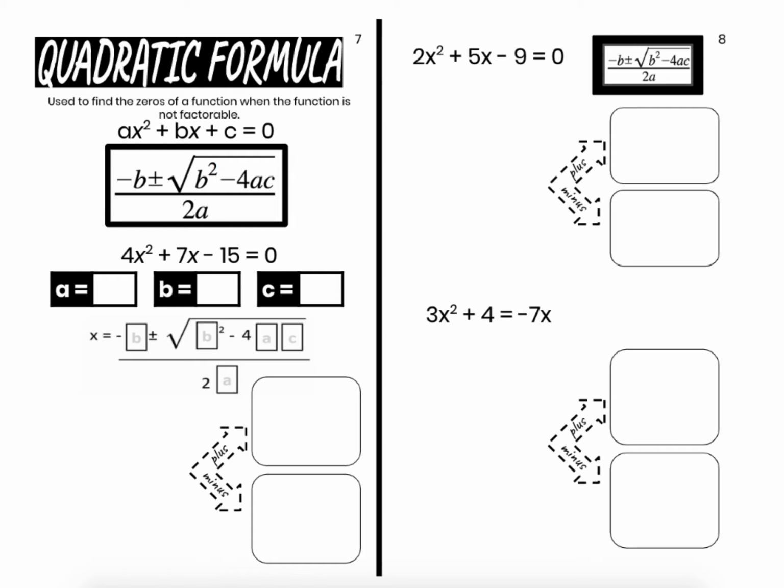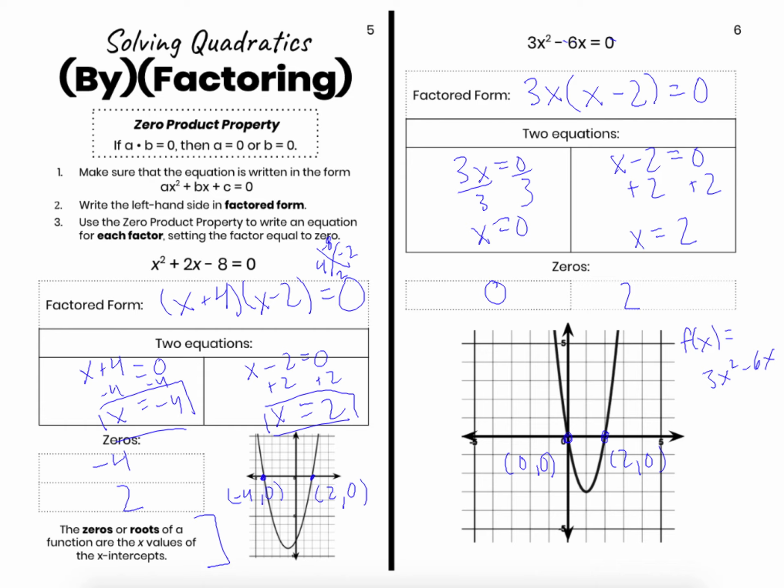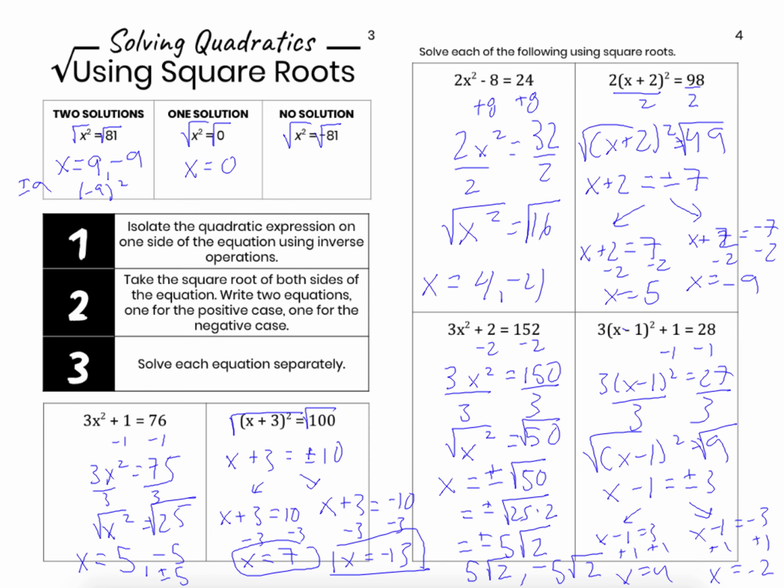The quadratic formula is our third solution strategy for solving a quadratic equation. It is used when the zero product property can't be used because the quadratic expression cannot be factored, and when square roots can't be used because we have that bx term. So you can't use the square root strategy if there's a bx term in terms of ax squared plus bx.